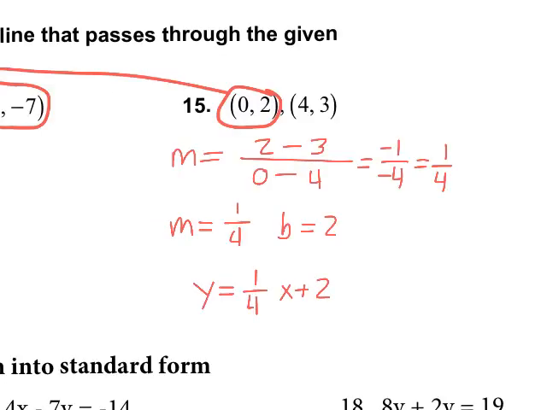I find my slope first. That's positive 1 over 4. I know from my ordered pair where x is 0 that my y-intercept is 2. And then I can write my equation from there.